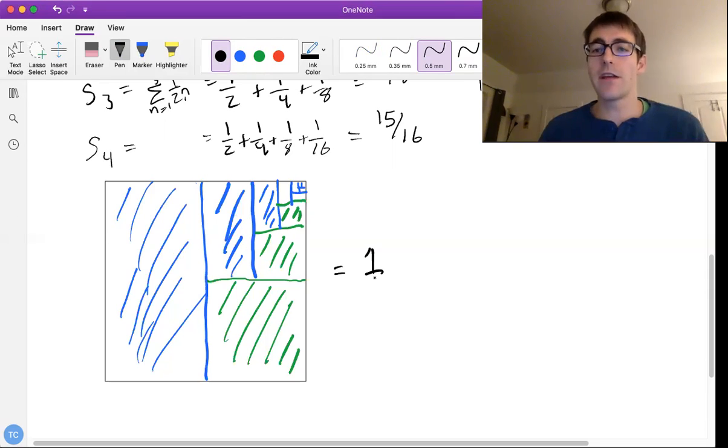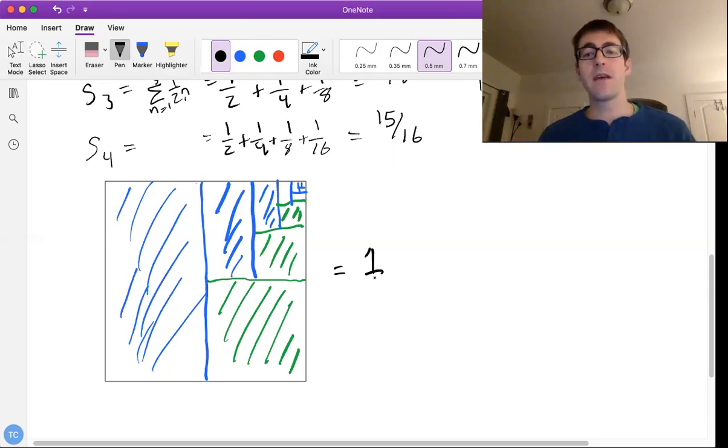So this is a pictorial way of seeing why this sequence adds up to 1. I certainly encourage you to take a look at the book. They do a different example, but have another type of pictorial way of seeing how these partial sum sequences can represent what the series is talking about.